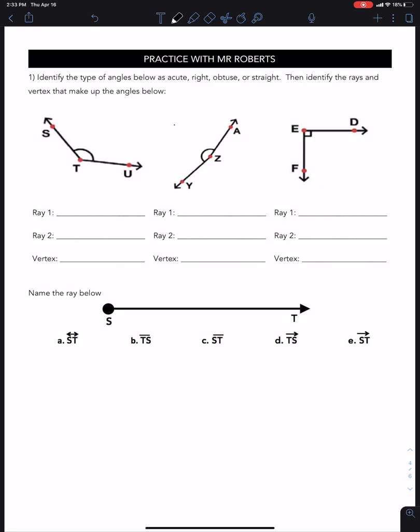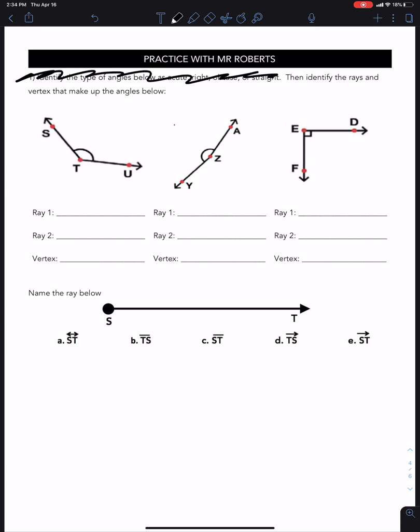All right, for the next one, this is practice with Mr. Roberts. So if at any point you feel like you're getting this, you can pause the video, work through the problems. When you're done, unpause the video, and then go on. Do not go on to the next section until I tell you to do so. All right, so it says identify the type of angles as acute, obtuse, right, or straight. We're not doing that. That's tomorrow. We're just going to identify the rays and the vertex.